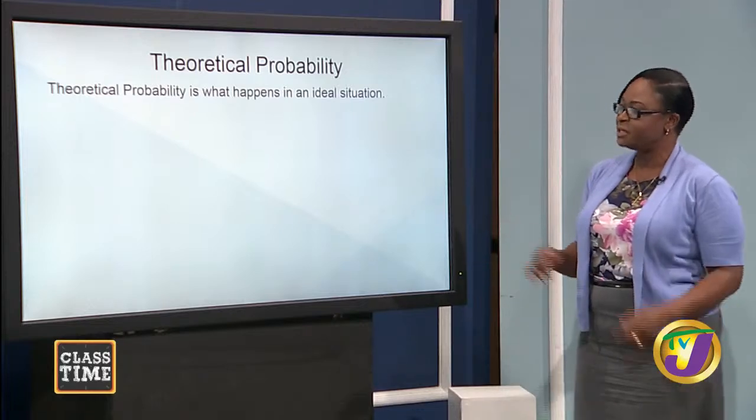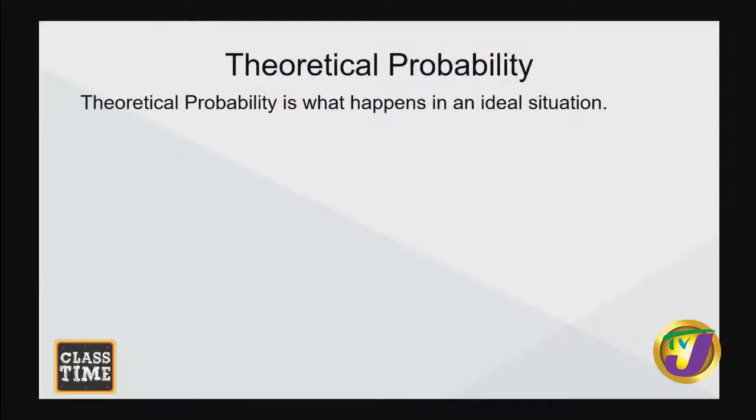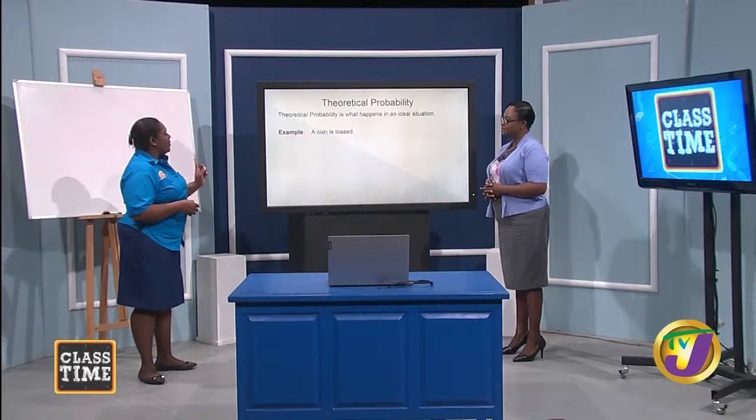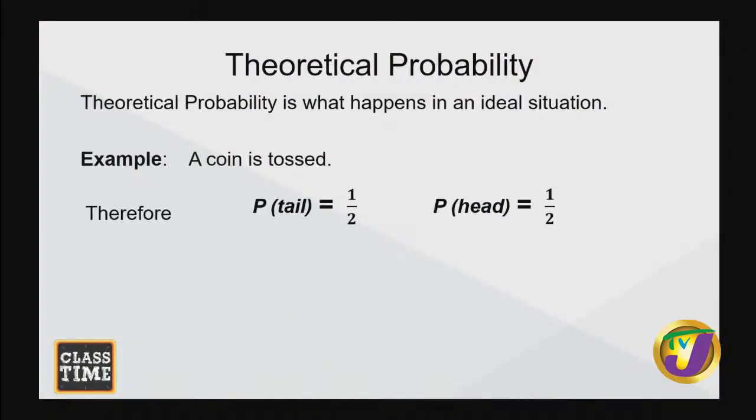Okay, so we go to theoretical probability. Theoretical probability occurs when an ideal situation occurs. So a coin is tossed. What's the ideal situation? You either get a head or a tail. So the probability for getting a head would be 1 out of 2, a half, in theory.